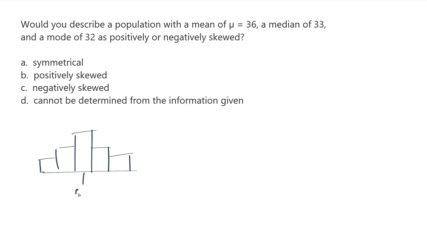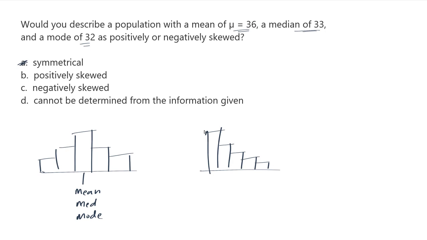your mean, median, and mode are all equal to each other, but they're not here. The mean is 36, the median is 33, and the mode is even smaller at 32. So it's not symmetrical. Positively skewed, negatively skewed. The way that you determine those is by looking at where the values sit in relation to each other.